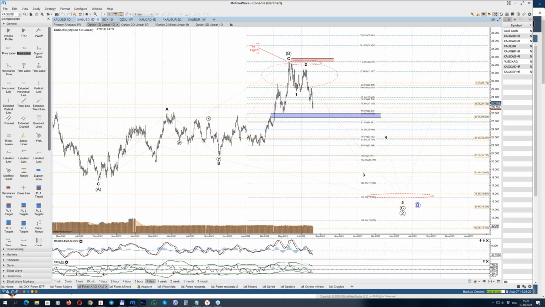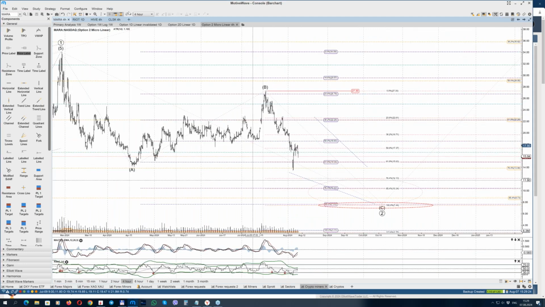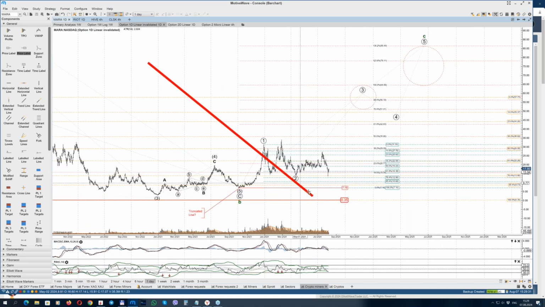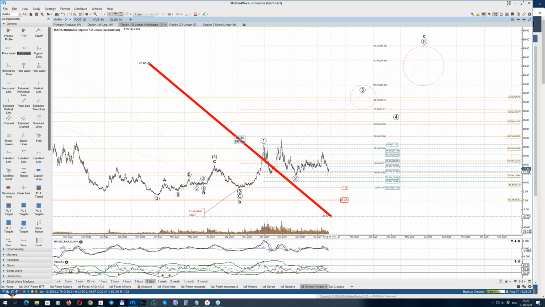Now we're following to our requests. Let me start with Mara. Pretty simple. The count I was tracking previously as primary earlier, option 1D, is now solidly invalidated. I take it off the charts.